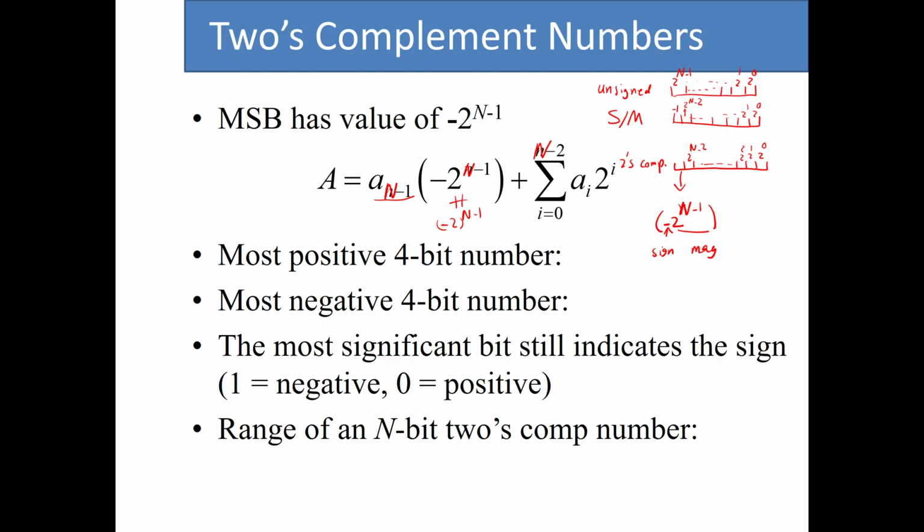So based on this, what is the most positive 4-bit number that we can have? The most positive 4-bit number that we can have is going to be 0, 1, 1, 1. As you can see, this is similar to what we had for the sign magnitude number. But what about the most negative 4-bit number that we can have in a 2's complement system? The answer to that is 1, 0, 0, 0.